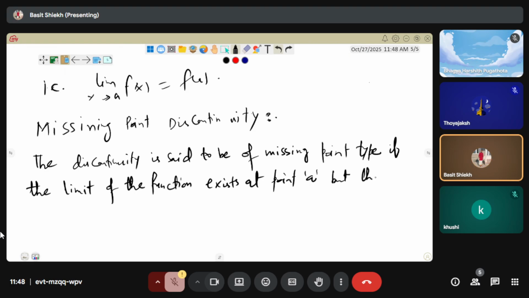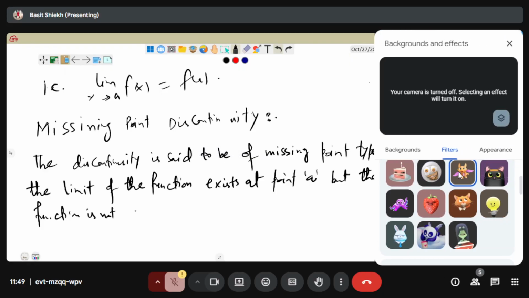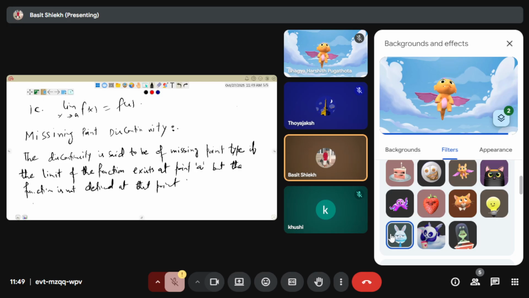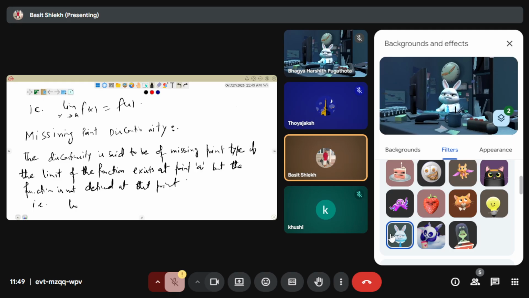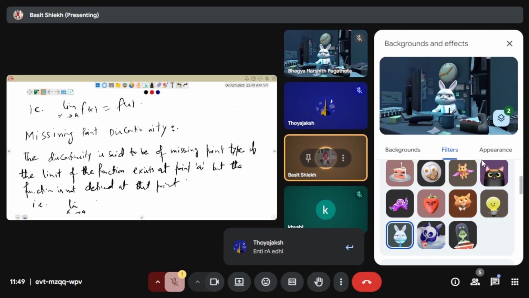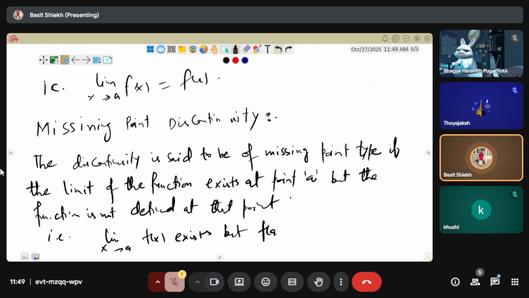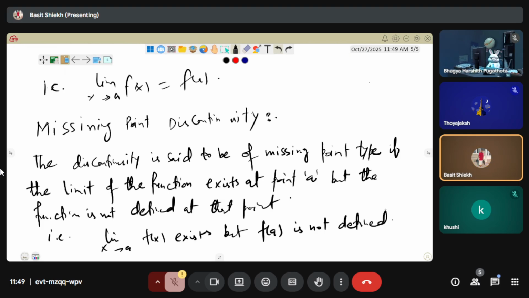So what is the next question? Free fall body, right? Yes. Next question, free fall body. The limit x going to a f of x exists, but f of a is not defined. So free fall body, usually this is my surface.